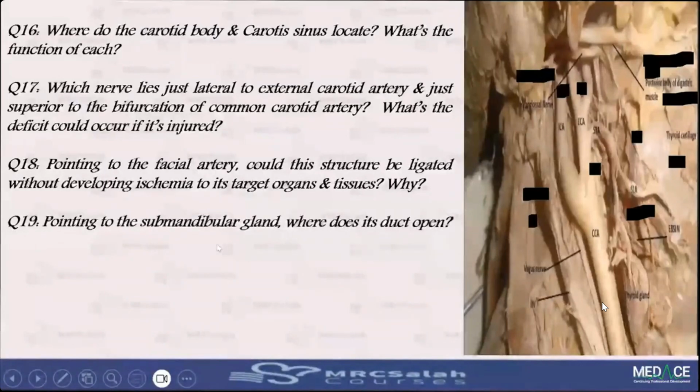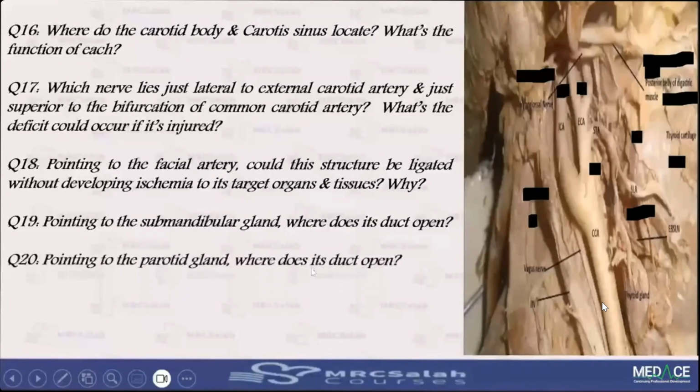Pointing to the submandibular gland, where does its duct open? The submandibular duct opens on the floor of the mouth beside the frenulum. Yes. Pointing to the parotid gland, where does its duct open?